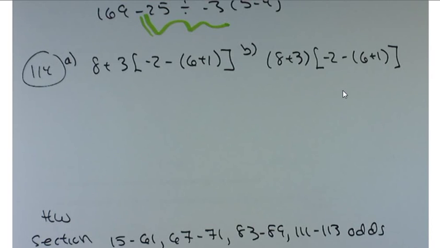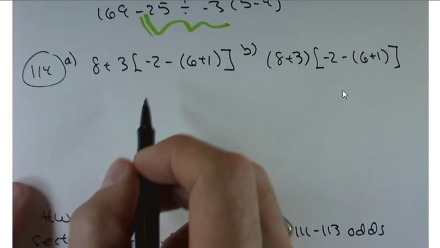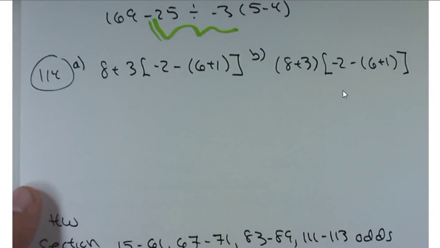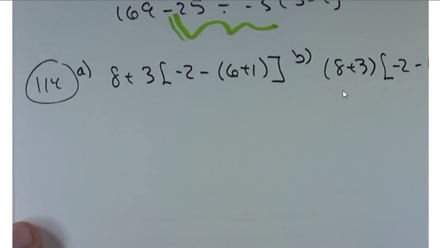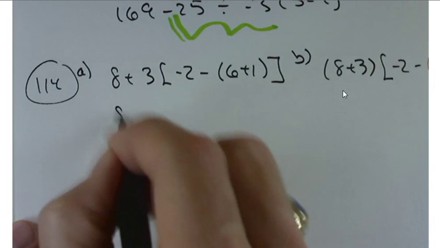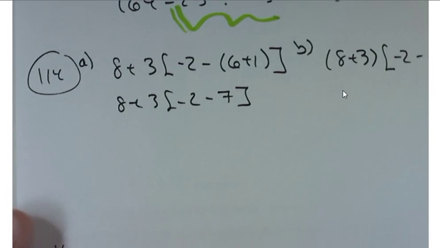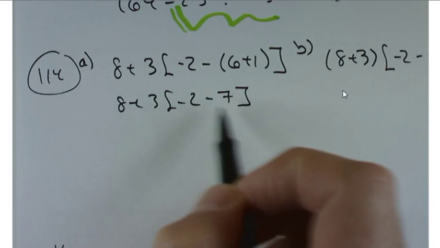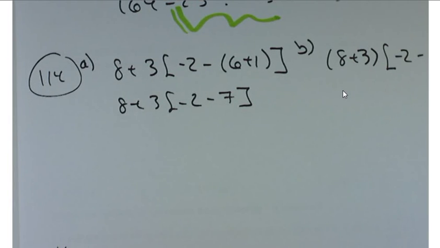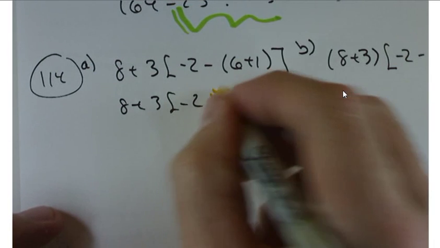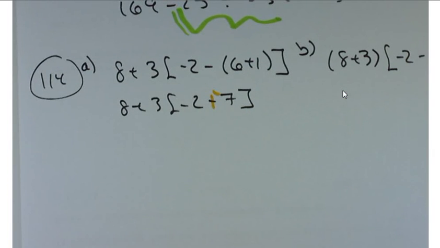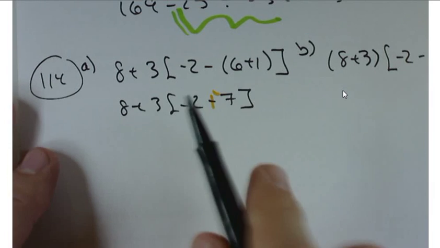Okay. Jenna, where should I start out with part A? What should I do first? All right, 6 plus 1 gives me 7. And where are we going to continue? Yeah, so negative 2 minus 7. This is that case we practiced earlier. Subtraction, change it to an addition. Two numbers have the same sign, so that's negative 9.